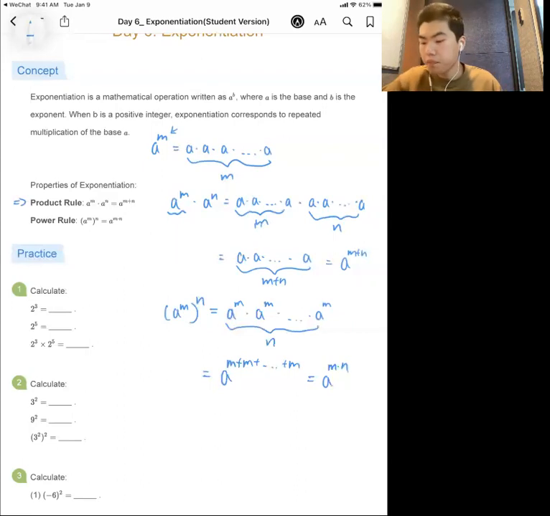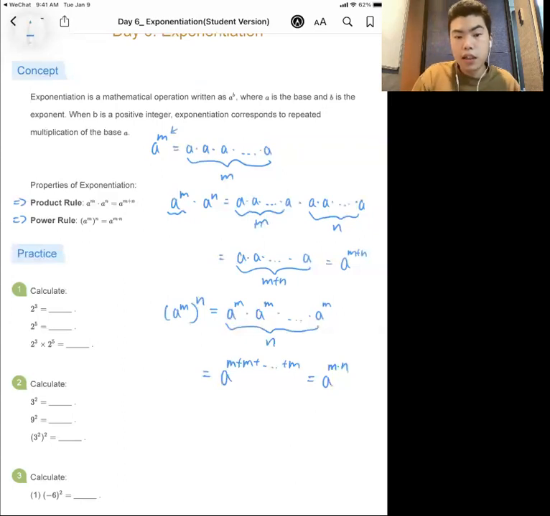These two are the most important properties of the exponents. Also in day 7 and day 8, we'll talk about more properties of the exponents. So let's look at the first question here.